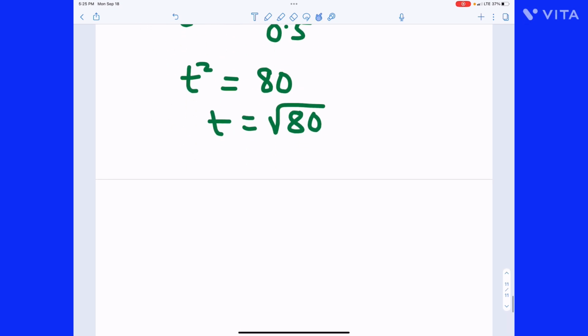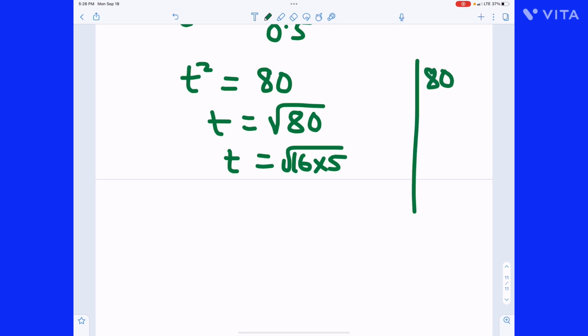You press your calculator, you get the time taken in seconds. I can write in short form if I like. 80 is root 16 times 5. I hope you know how I got that.